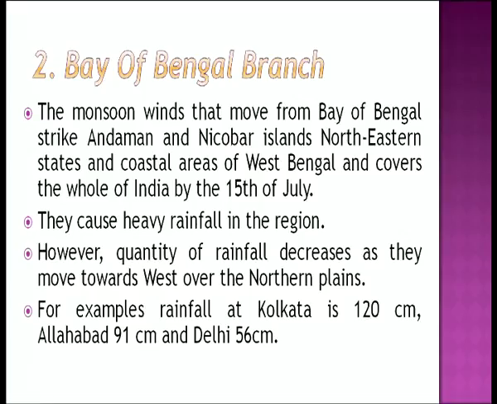The Bay of Bengal is another branch, the Bay of Bengal branch that moves from the Bay of Bengal, strikes Andaman and Nicobar Islands, northeastern states and coastal areas of West Bengal and covers the whole India by the 15th of July. They cause heavy rainfall in the region. However, quantity of rainfall decreases as they move towards west over the northern plains. For example, rainfall at Kolkata is 120 cm, Allahabad 91 cm and Delhi 56 cm.